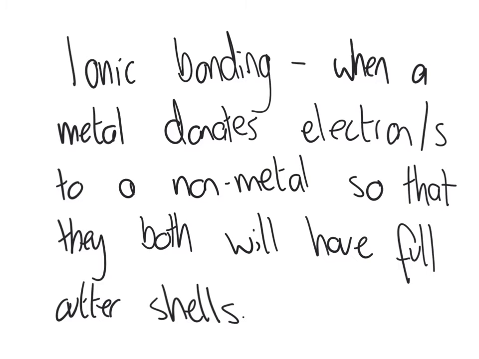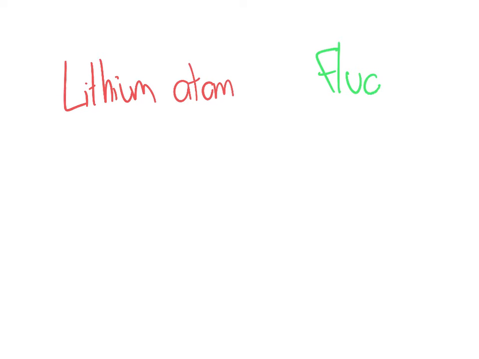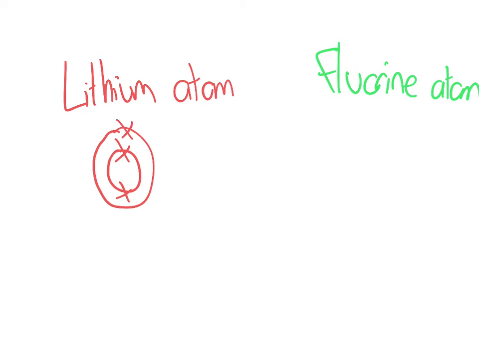So if we look at an example, on page 10 you have a blank page, so I want you to do this on page 10. On the left hand side, I'm going to use two colours for this. I'm going to draw a lithium atom, and on the right hand side I'm going to draw a fluorine atom. So lithium has 3 electrons in total, and 1 in its outer shell. Okay, so it has electron configuration of 2-1.